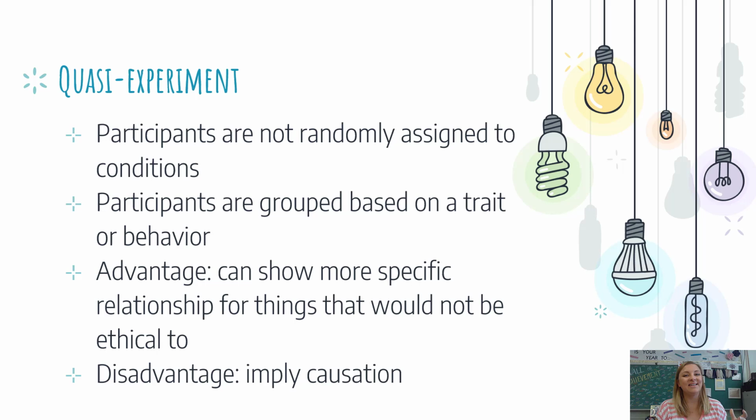For example, it's not ethical for us to take a group of pregnant women, randomly divide them into two groups and say, half of you are going to take drugs during your pregnancy and the other half are not. And then let's see what happens when someone takes drugs. We can't ethically do that in the real world.